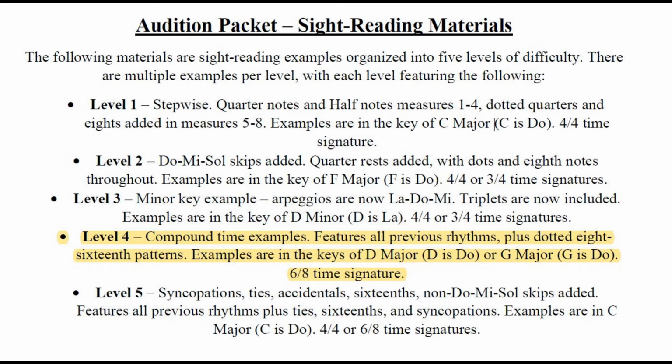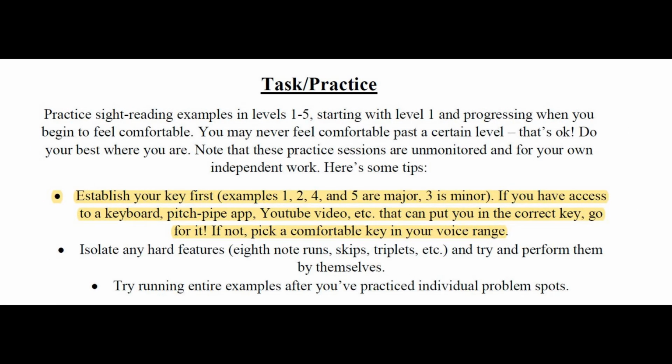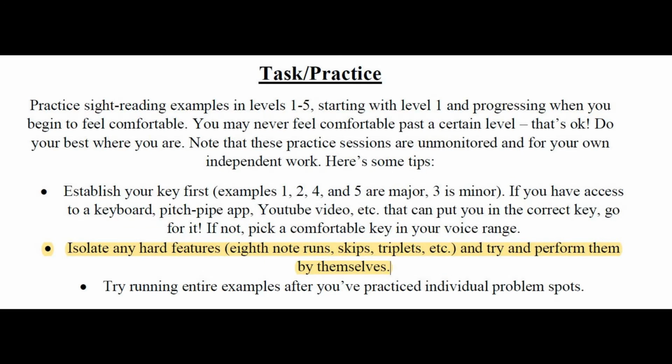Let's go ahead and look at the task/practice section next. This is the same as it has been, but just again, for your review, you should first establish your key. This is example 4, so it's major. If you have access to a keyboard or PitchPipe app or those YouTube videos I posted, use them. If not, just pick a key that's comfortable in your voice range. Doesn't really matter. This is back to being major, so you're all comfortable singing Do, Re, Mi, Fa, Sol, La, Ti, Do, etc. Then isolate any hard features and then try and perform them by themselves.